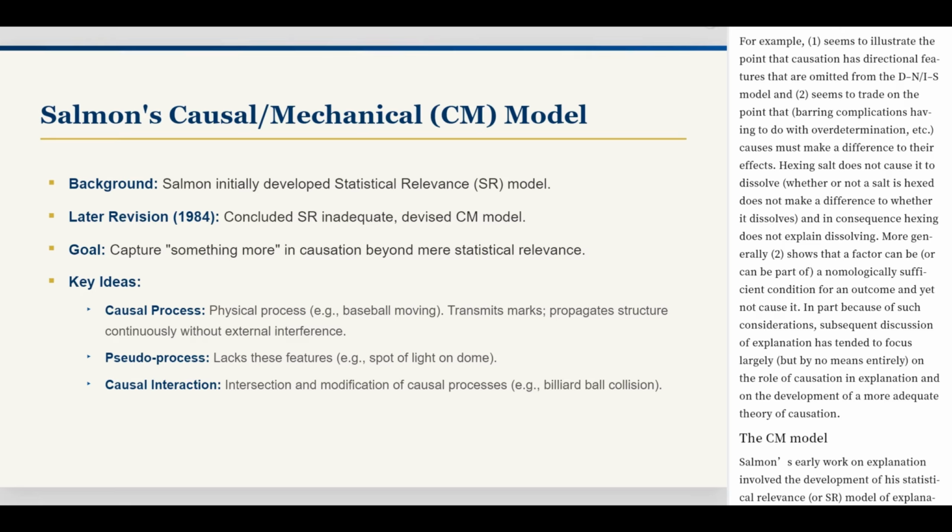He introduced the idea of causal processes. Think of a baseball rolling across a field. That's a causal process. It can carry information or alterations, like a scuff mark, along with it continuously through space and time. Contrast this with a pseudo process like the spot of light moving around a dome caused by a searchlight. It looks like motion, but it's not transmitting anything substantial in the same way. Causal interactions happen when these processes bump into each other, like billiard balls colliding. According to Salmon, explaining an event E means tracing out the chain of these causal processes and interactions that led to it. It's about the physical transmission of influence.